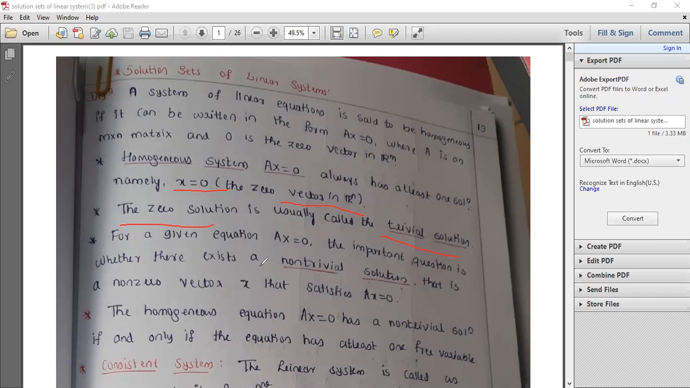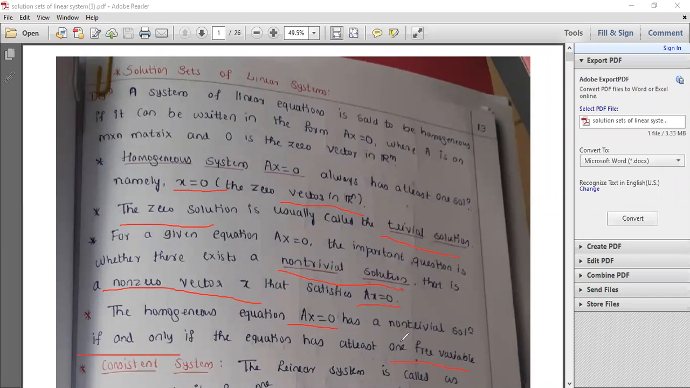So for Ax equal to 0, the homogeneous system, we do have a non-trivial solution, that is, a non-zero vector x which satisfies Ax equal to 0. This implies that the homogeneous system has both trivial as well as non-trivial solutions. Then the homogeneous equation Ax equal to 0 has a non-trivial solution if and only if the equation has some free variables. I will explain this free variable concept with an example.